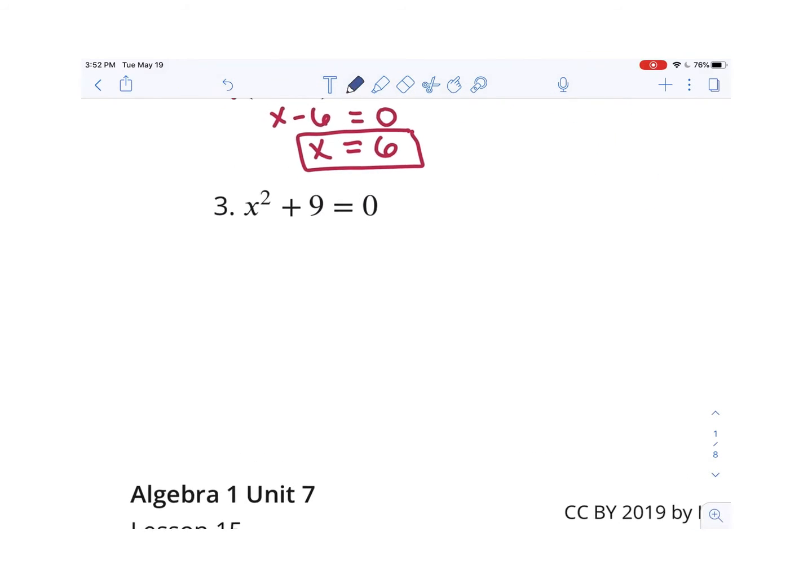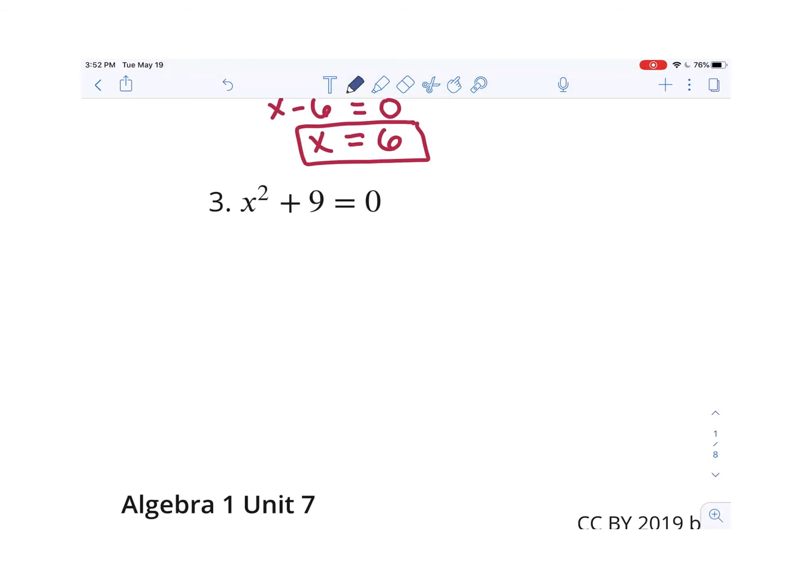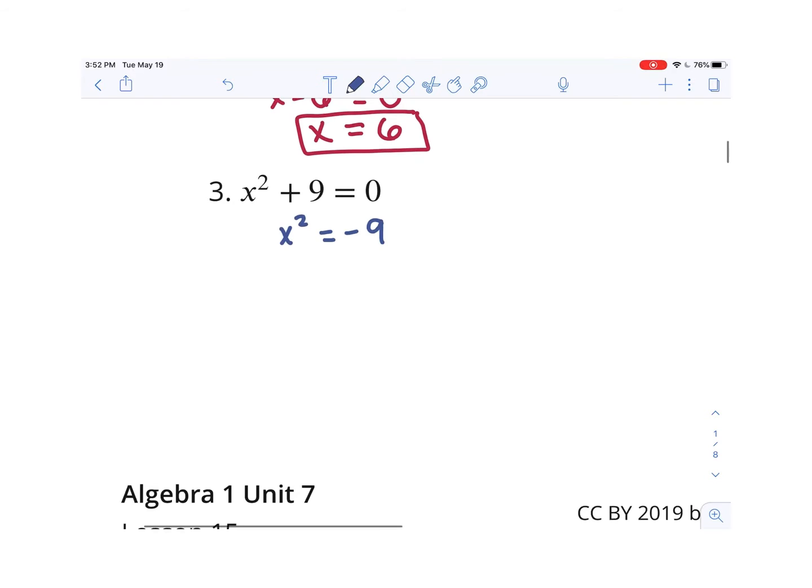All right, for 3, we have x squared plus 9 equals 0. Now, I can see right off the bat that there's going to be no solution. But if I do move that 9 to the right side, I have x squared equals negative 9, which I know is not possible. So I can't square any number that we know of currently to get a negative number. So we know we have no solution here for 3.